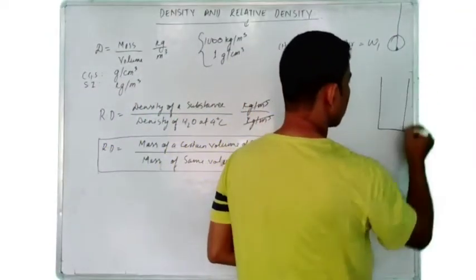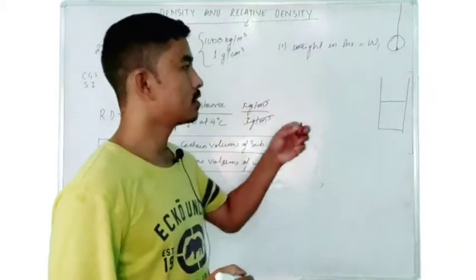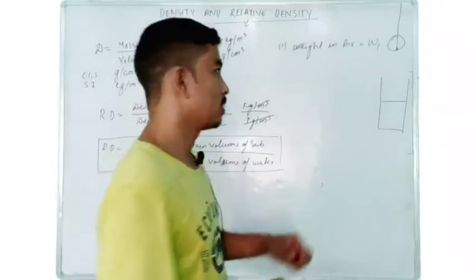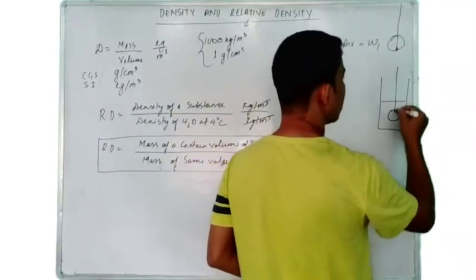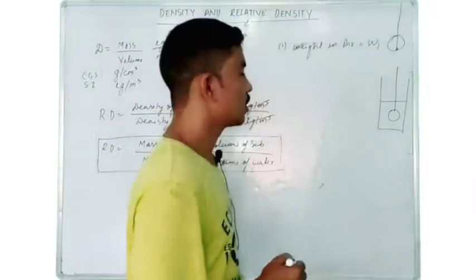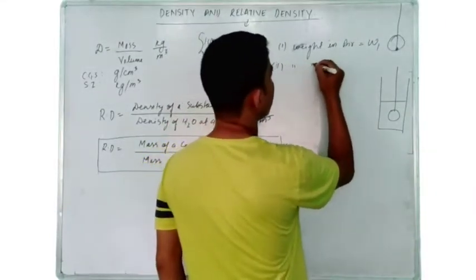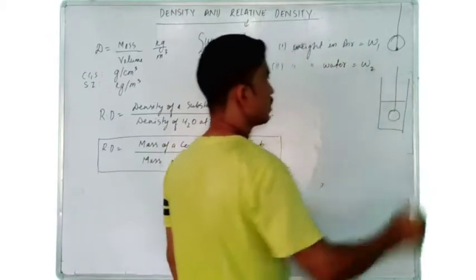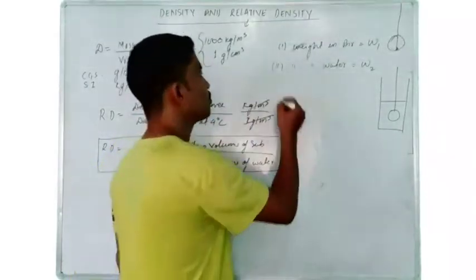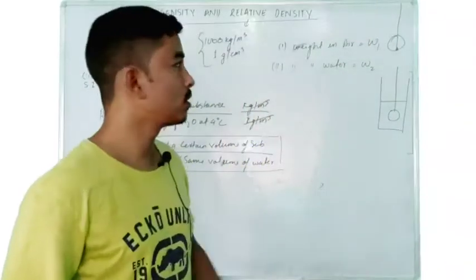You will find the upthrust on that object when it is immersed in water. Okay, so what will you do? You will take this and then you will put the whole thing in water. So the second observation you will write is weight in water. Suppose it is W2, then what will be the upthrust? Simply the upthrust will be W1 minus W2, that is the loss in weight of the object.